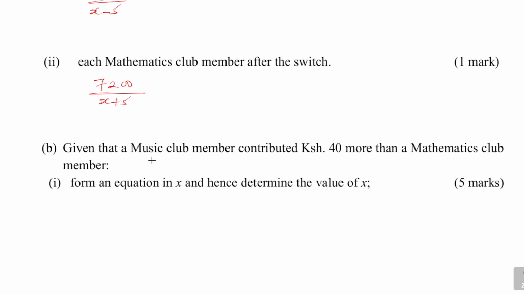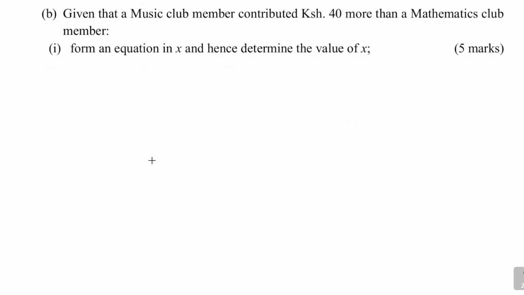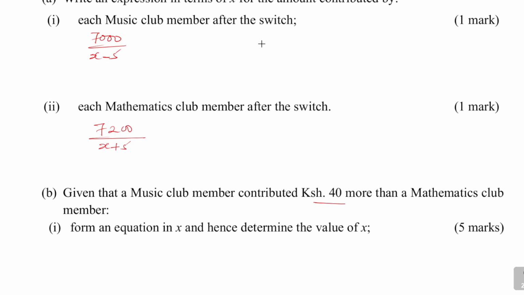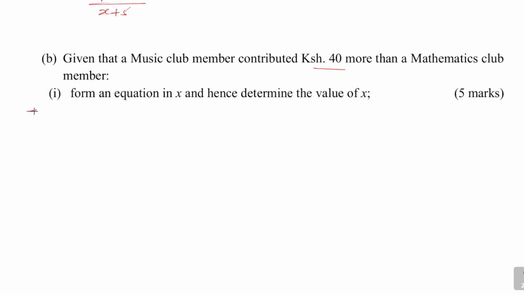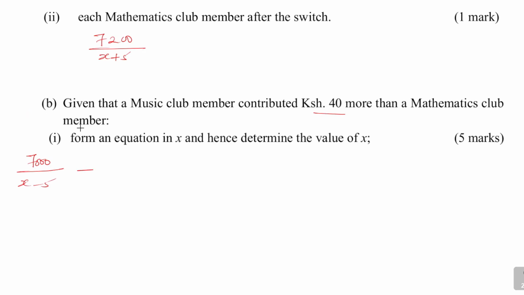Now part B. Given that a music club member contributed 40 shillings more than the maths club member, form an equation in X, hence determine the value of X. So if the music club member contributed 40 shillings more, to form an equation using the two expressions, because we have the expressions to show the contribution by each music member and each math member, we shall take the contribution made by each music club member, which is 7,000 divided by X minus 5, and then subtract the contribution by each maths member, which is 7,200 divided by X plus 5, that should give us 40.